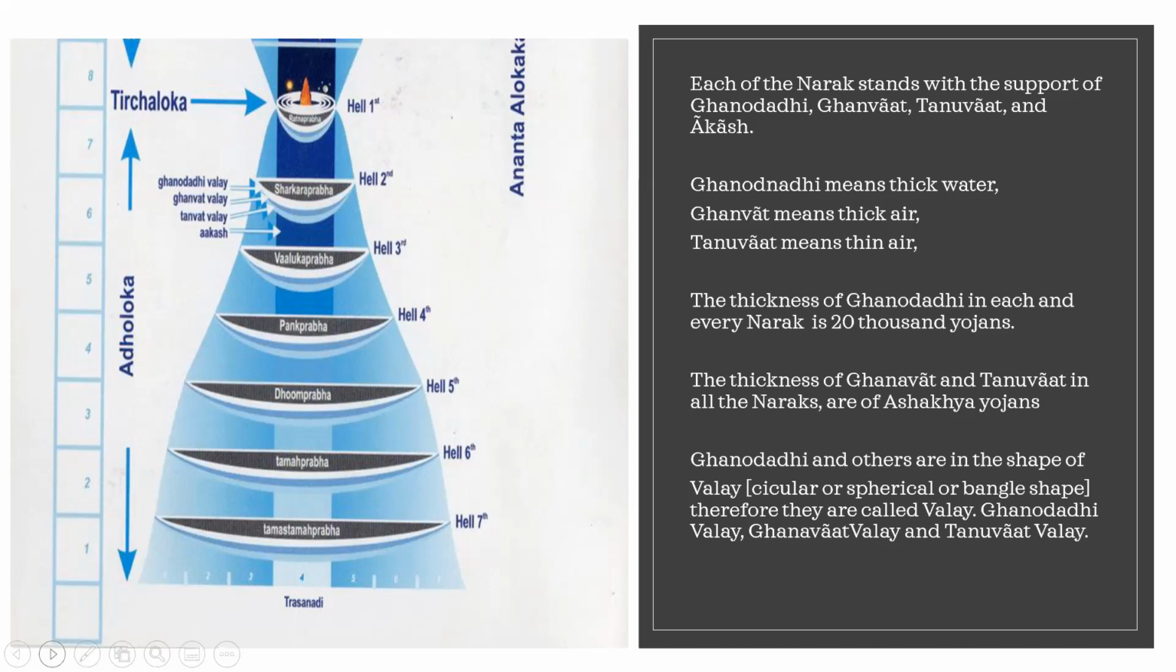So if you are going from top to bottom, let me use a laser pointer. You will first see the Bhumi of Ratnaprabha, then you will see the Ganodadi Valai. Just below Ganodadi Valai, you have got Ganvat Valai. Below Ganvat Valai, you have got Tanvat Valai. Below Tanvat Valai, you have got Asankhya Yojans of Akash. And again, the Bhumi of the Narkavas starts. So that is how you have to imagine it for each of the 7 Naraks.